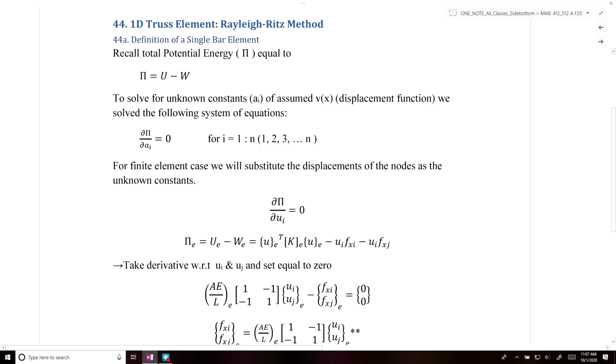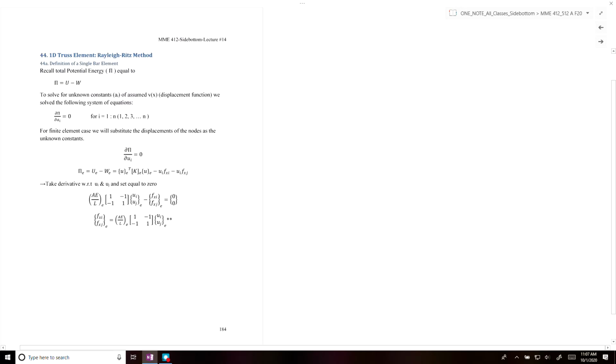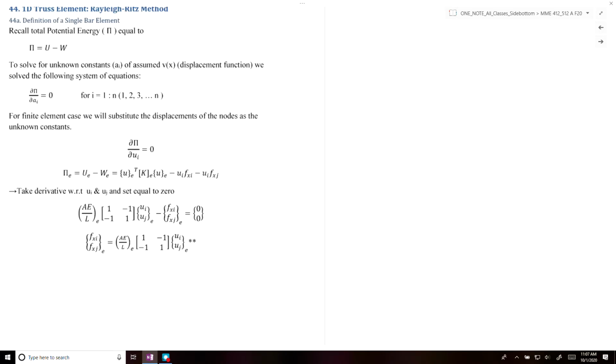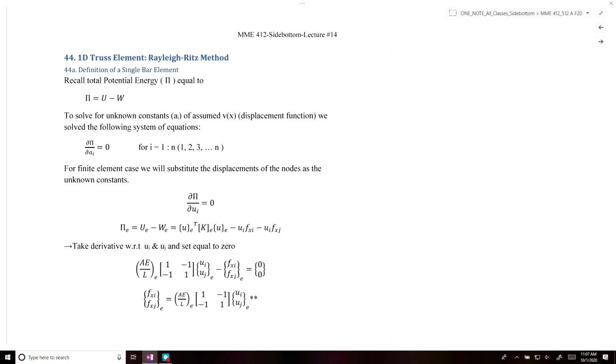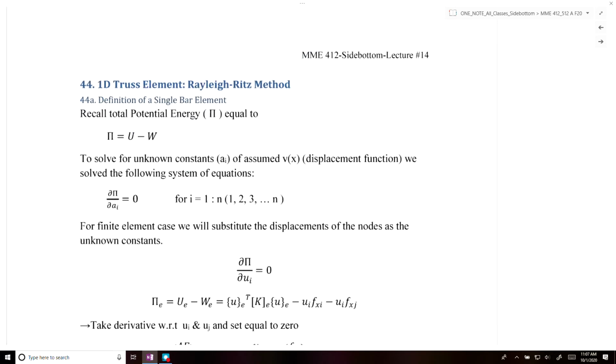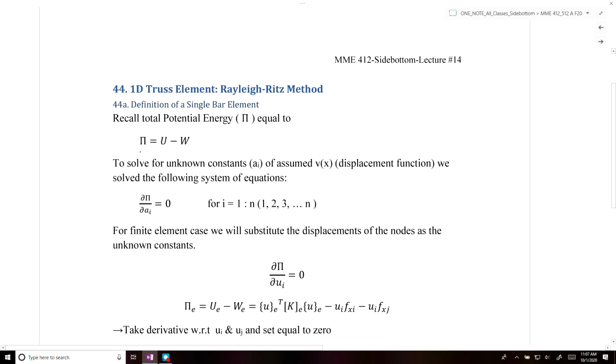So in this video, we're going to talk about how we can determine the total potential energy of a single bar element, and we're going to use the Ritz method to define the strain. We use it to define the relationship between force and displacement within our element. So if you recall from the Ritz method, the total potential energy pi of the system was equal to the strain energy U minus the external work being done on the element.